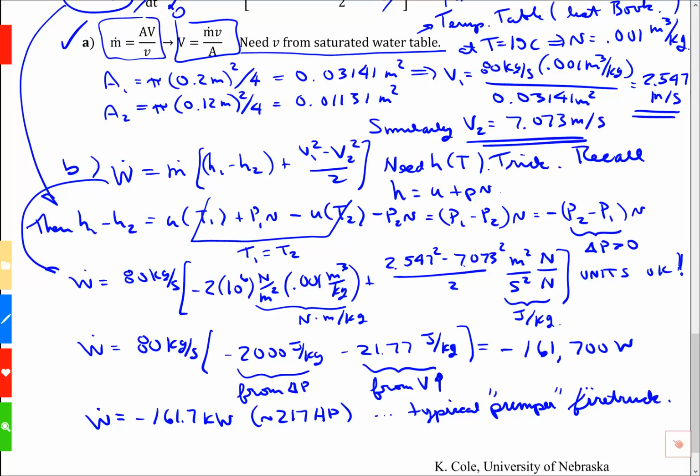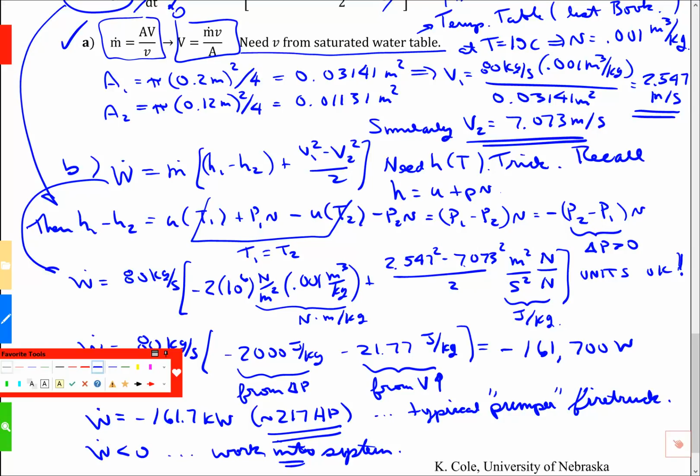One of these trucks has a great big water pump in it, and they hook it up to a hydrant, and the power of the truck engine, a couple hundred horsepower, runs this thing. The other comment I would make is that W dot is less than 0, and that's appropriate for a pump because we've got work into the system, according to our thermodynamic sign convention. All right, so that's the work.